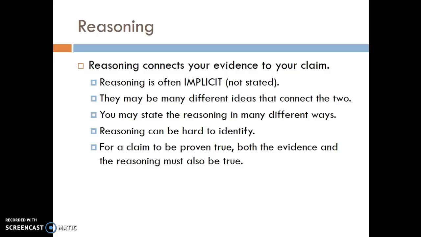Reasoning. Again, this is the most complex of the three. The reasoning is often implicit in an argument, which means not stated. So the author or the person making the argument doesn't always need to tell us the reasoning explicitly, but we do need to know that it's there. We need to agree with them about the reasoning. There could be many different ways to state it. If we were to break an argument down and try to identify the reasoning, 20 of us may come up with 20 different ways to state it. It can be hard to identify, but I think most importantly, for a claim to be proven true, both the evidence and the reasoning must also be true.